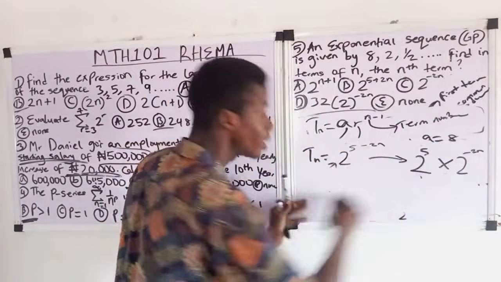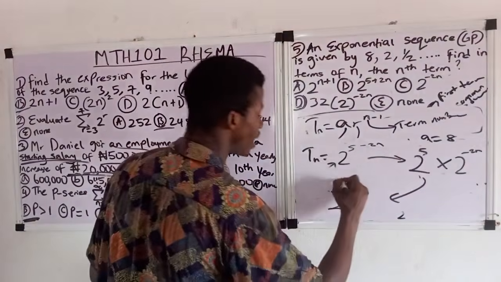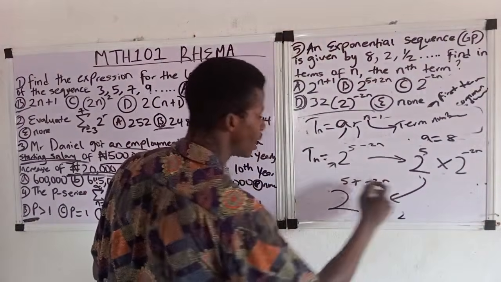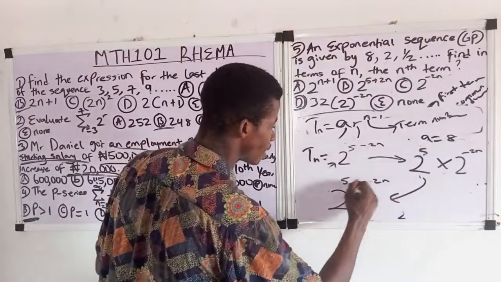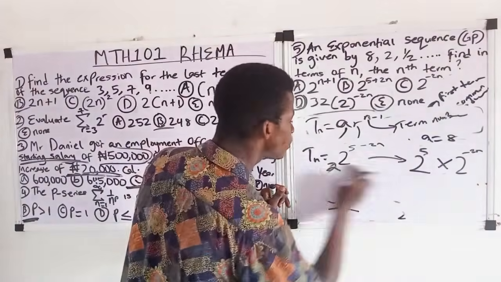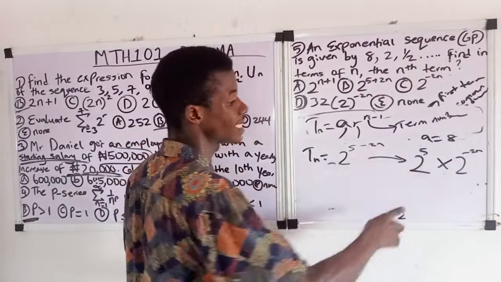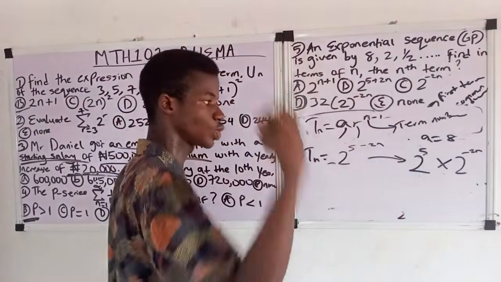I don't know if you understand. According to indices, these two bases are multiplying each other, so we take one of the bases and add their powers together, right? So plus and minus will give us minus, right? So now we get this thing back. It's the same thing, okay? So 2 raised to power 5 minus 2n is 2 raised to power 5 times 2 raised to power minus 2n, right?